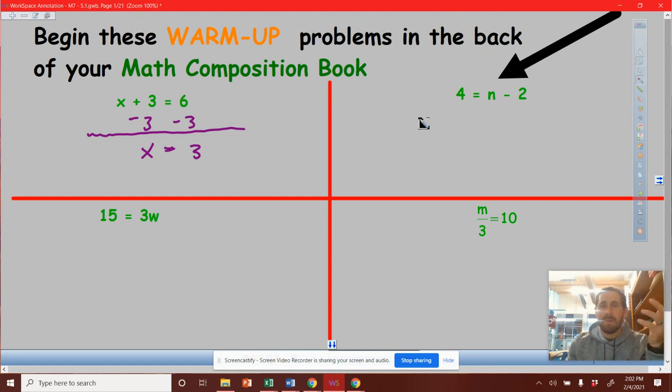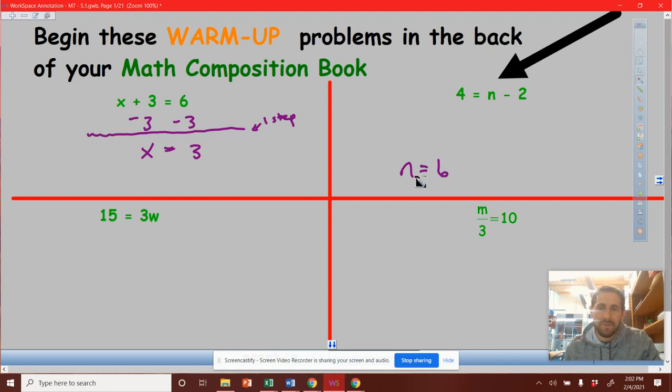So if you took a problem like this or like that one and you just told me n equals 6, I can't give you credit on what it is that we're looking for. We're really looking for these steps. So this is a one-step equation, is what we call it. What we're going to learn in this unit is two-step and multi-step equations. So I really need to see the process.